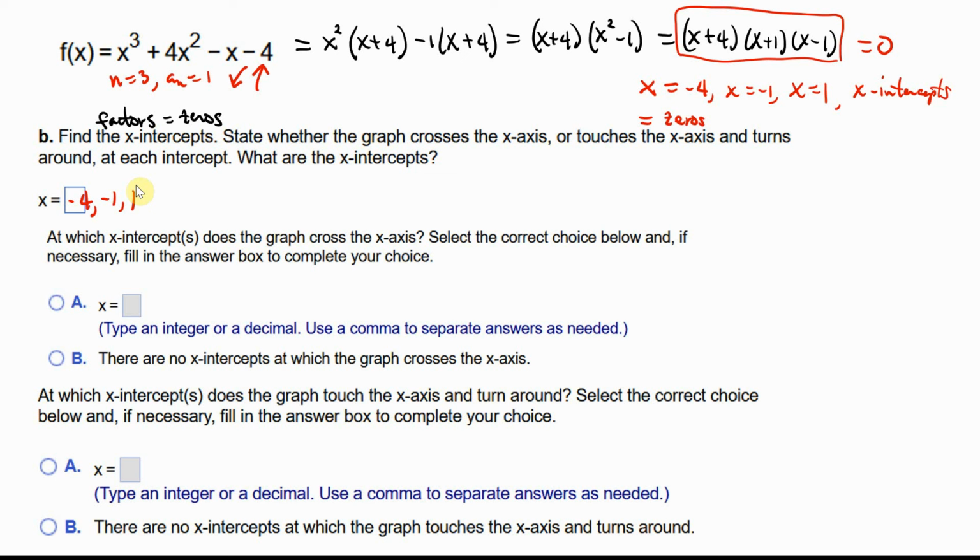So here it says, in which x-intercept does the graph cross the x-axis? Select the correct choice below, and if necessary, fill in the answer box to complete your choice. Remember, we got two choices before. Either the graph crosses at the x-axis or it touches. So to determine whether or not it crosses or touches, we're talking about the multiplicity, right? The power of the exponent. If the power is odd, then it crosses.